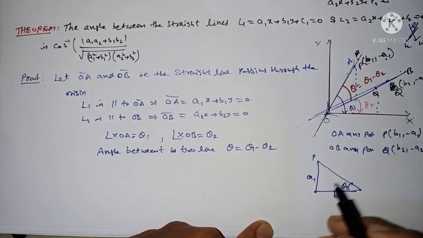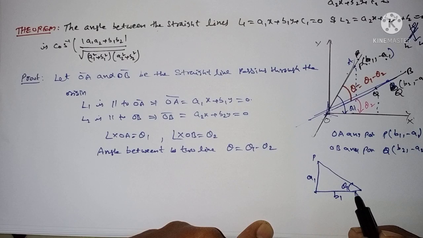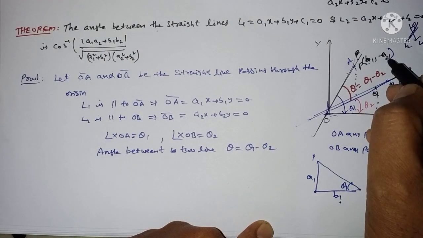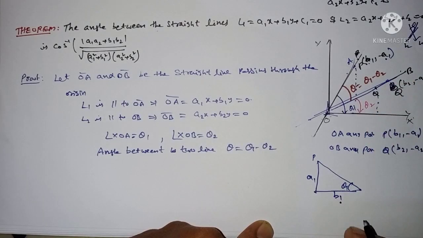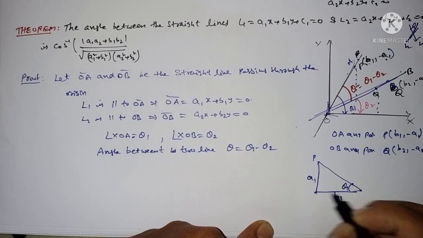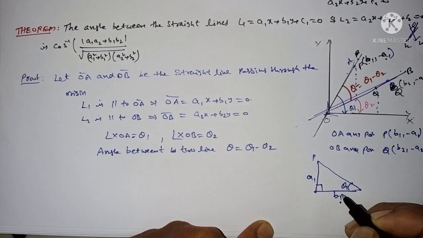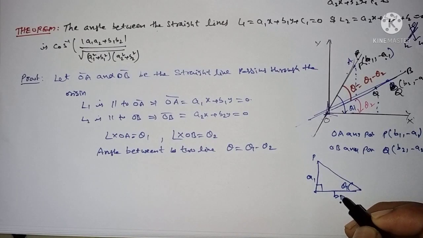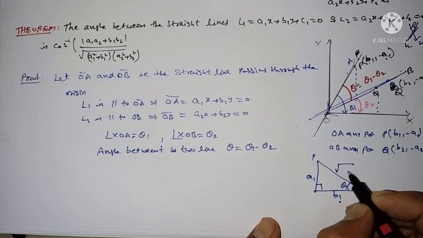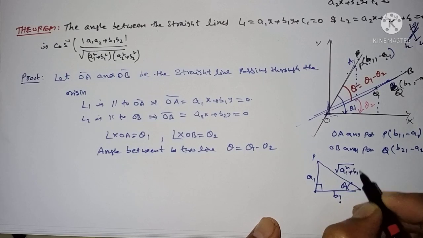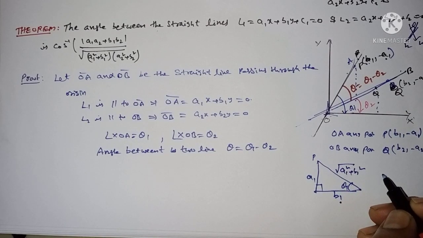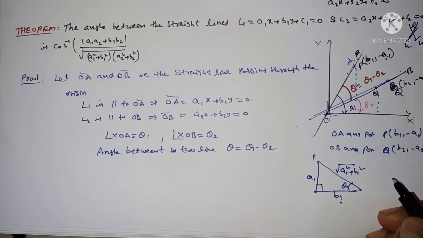You can write here that the x coordinate is the distance P1 B1, and the y coordinate is A1. Therefore, it is a right angle triangle. In trigonometry, how can we write this? The hypotenuse is the square root of A1 square plus B1 square.